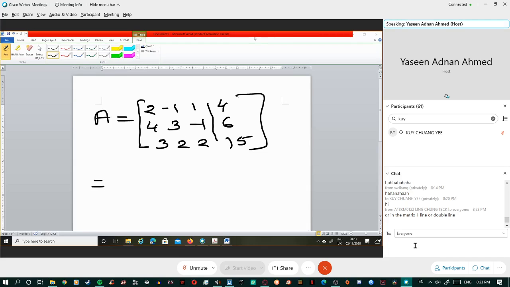Okay, someone want to say something? In matrix, one line or double line? One line or double line? Oh, this one you give one line, double line is okay.